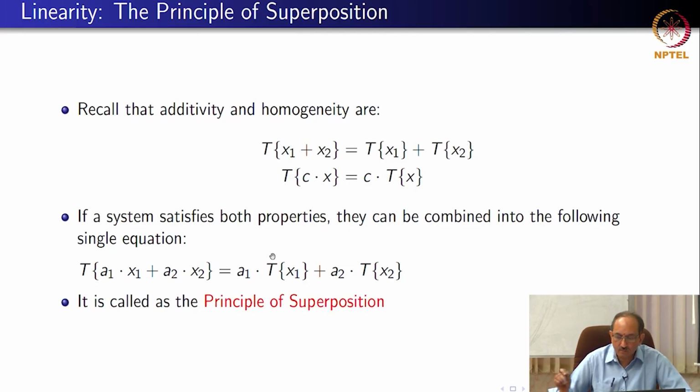So when you say the system is linear, it obeys the principle of superposition, you are implicitly stating that the system satisfies both additivity as well as homogeneity.